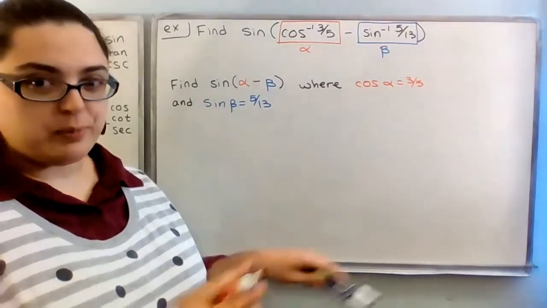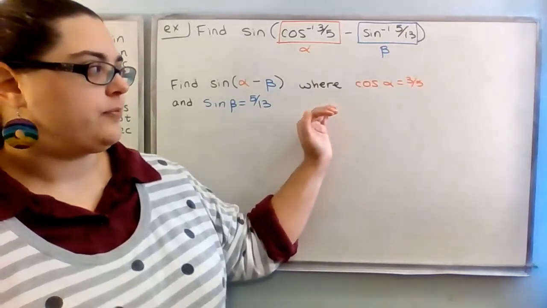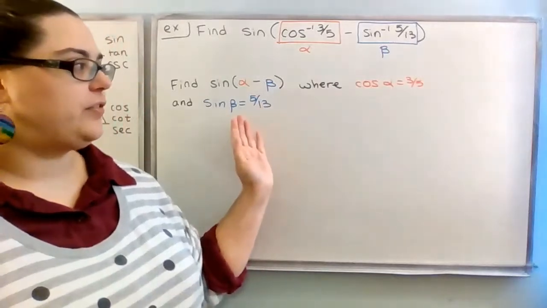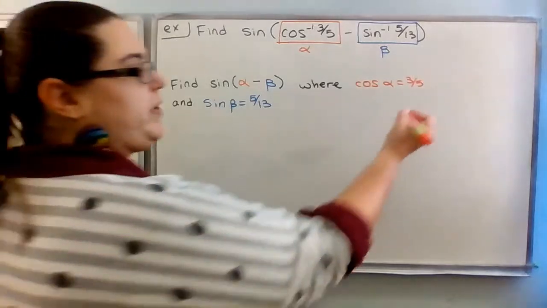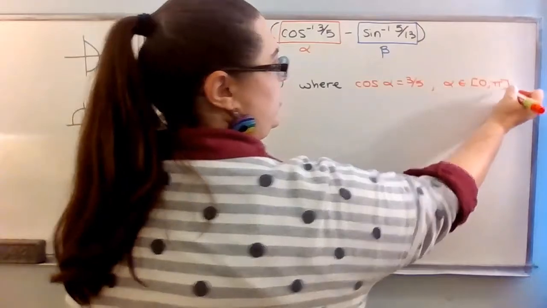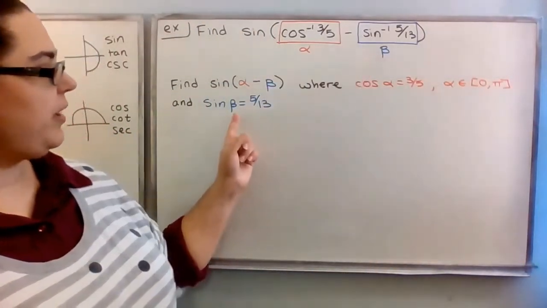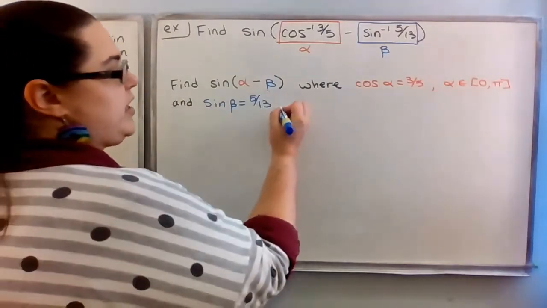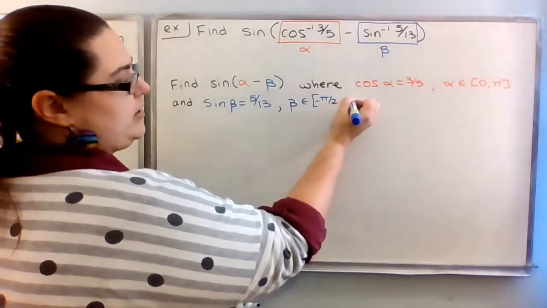Now, before I put a period on this and finish it, let's make sure we indicate the hemisphere, the north or the east, where alpha and where beta live. So for cosine, cosine lives in the north. So we need to make sure that alpha is between 0 and pi. And for beta, beta comes from sine, and sine lives in the east. So that means that beta has to be between negative pi halves and pi halves.